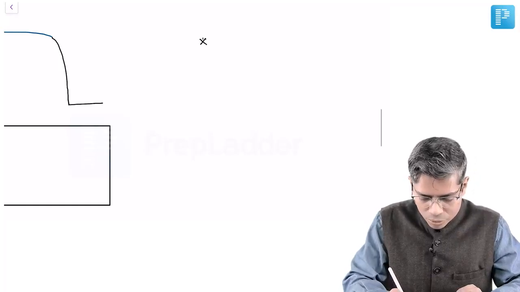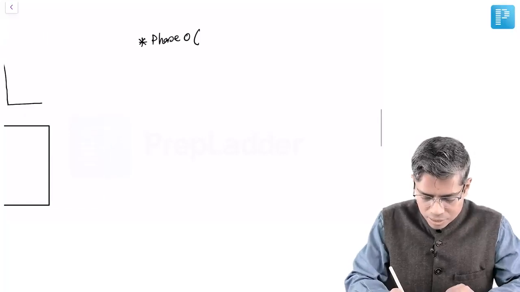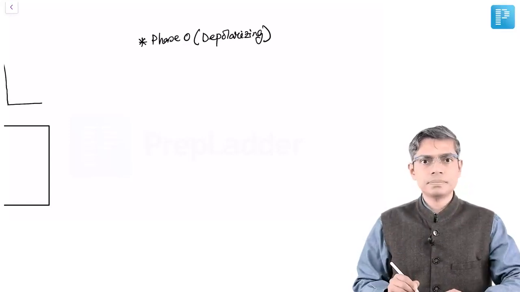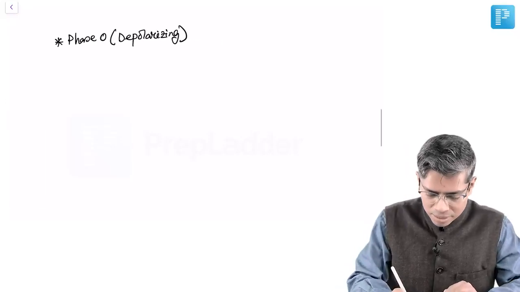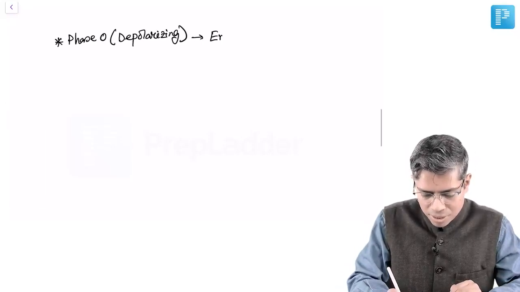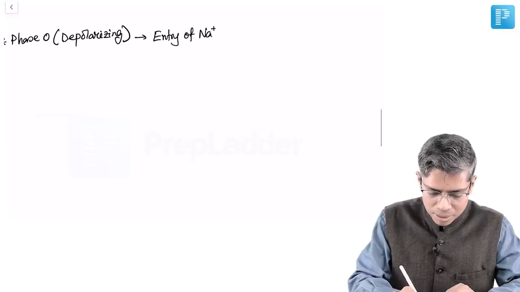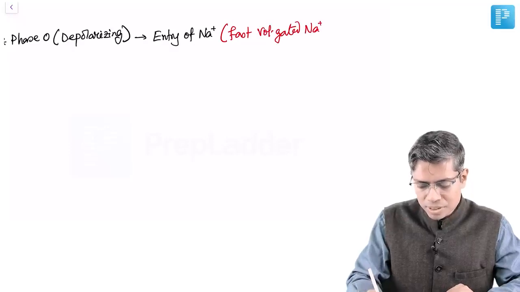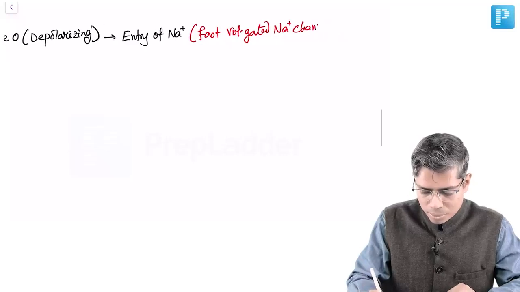Still I am writing here: action potential phase number 0. This phase is known as the depolarizing phase of action potential. So depolarizing phase of action potential is due to entry of sodium. Always try to remember the channel name. So this is very fast voltage gated sodium channel. Voltage gated sodium channel, right? Please note down this complete name.